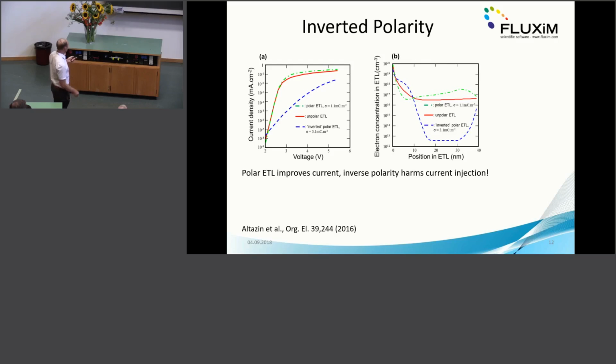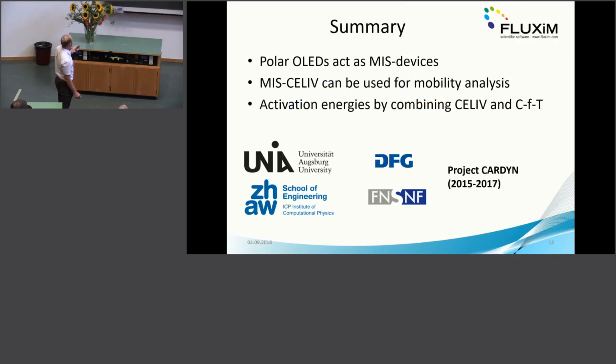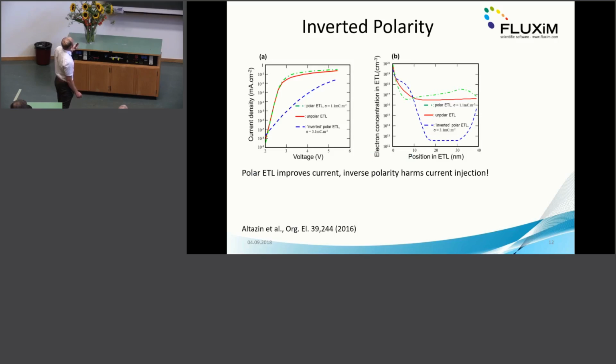Finally, I'd like to show one slide on how this polarity really affects the device performance. So it's not only good for parameter analysis, but it's even beneficial for the performance of the devices. This is a simulation of just the current voltage curve with an unpolar device, and the green line corresponds to the ALQ3 case. So we have a polar layer, and we see there's a better injection, there's a higher current, which is because we have this sheet density on the electron injecting side, which actually improves the injection.